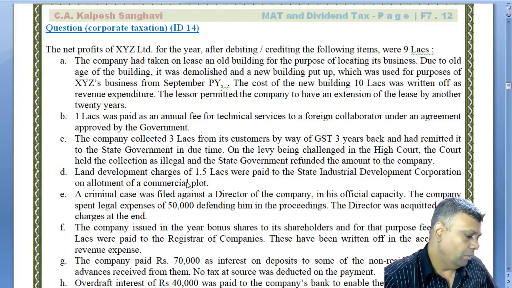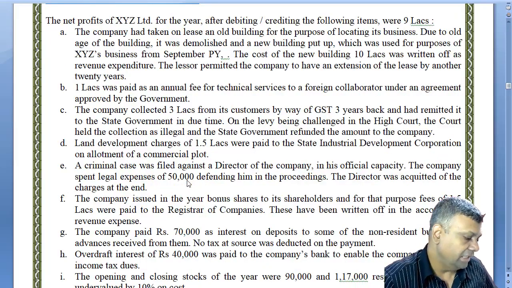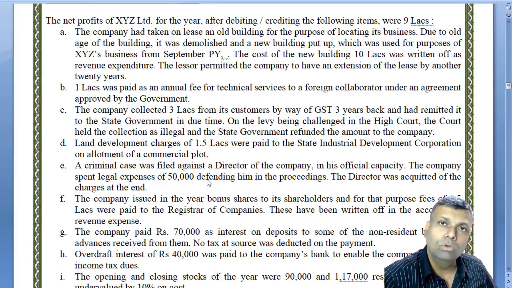B. 1 lakh was paid as an annual fee for technical services to the foreign collaborator under an agreement approved by the government. C. The company collected 3 lakhs from its customer by way of GST 3 years back and had remitted it to the state government in due course of time. On the levy being challenged in the High Court, the court held the collection as illegal and the state government refunded the amount to the company.